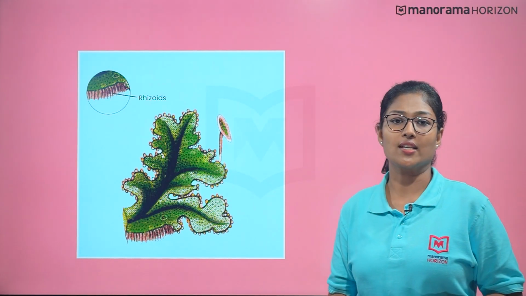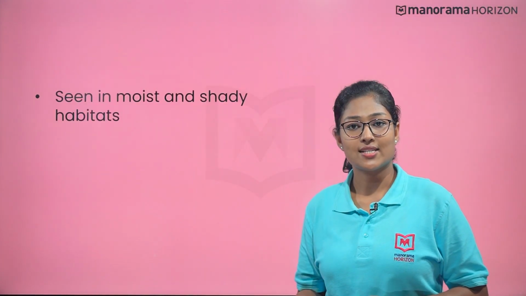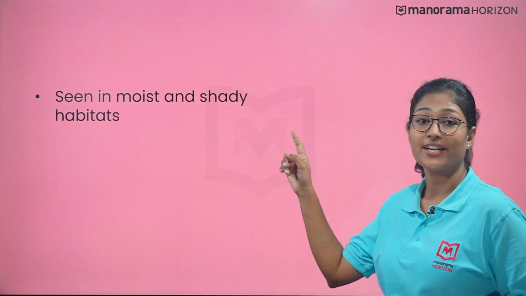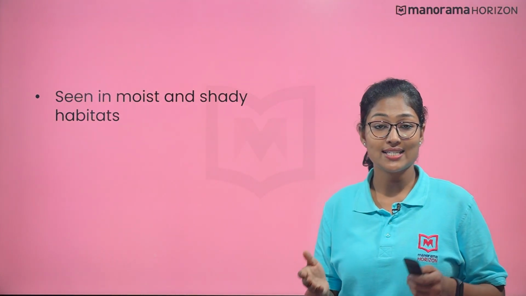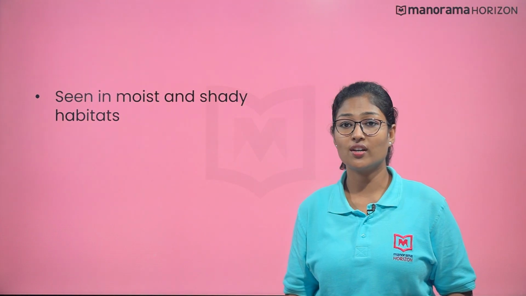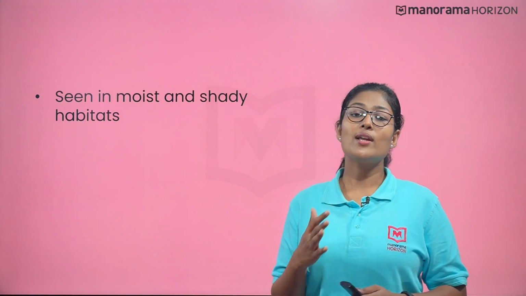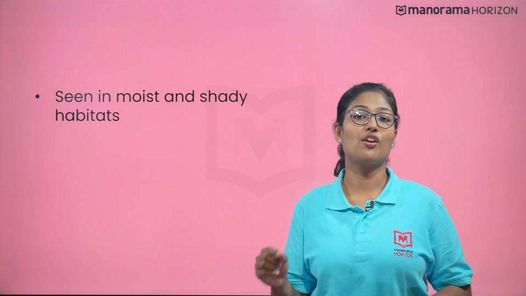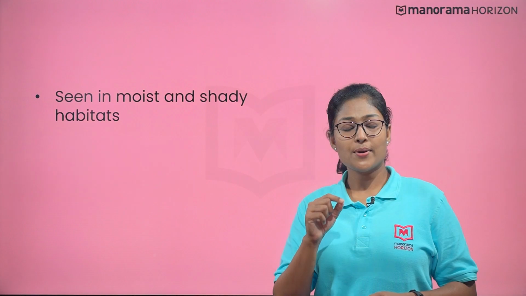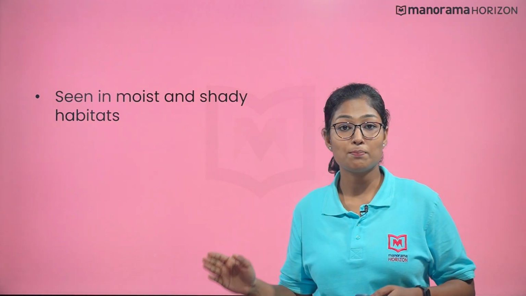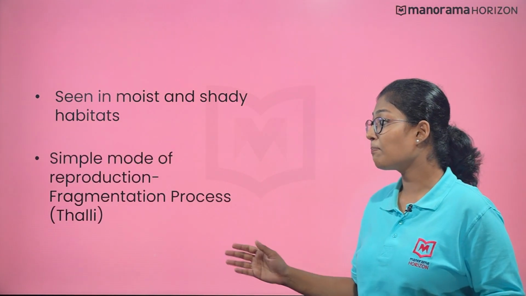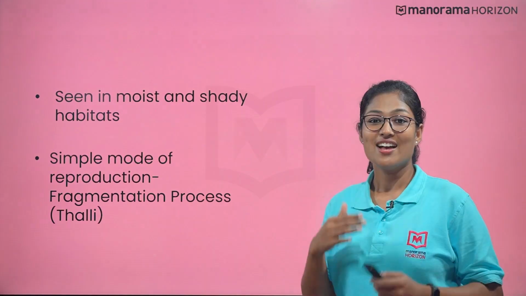So where are they seen? They are seen in moist and shady habitats like banks and streams, damp soil, marshy grounds, the barks of trees, and moist woods. Now let's focus on the reproduction of liverworts. Being the simple structure of this plant family, they have a simple process of reproduction.